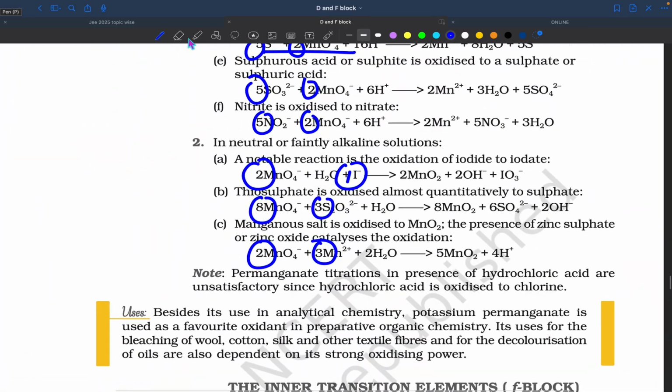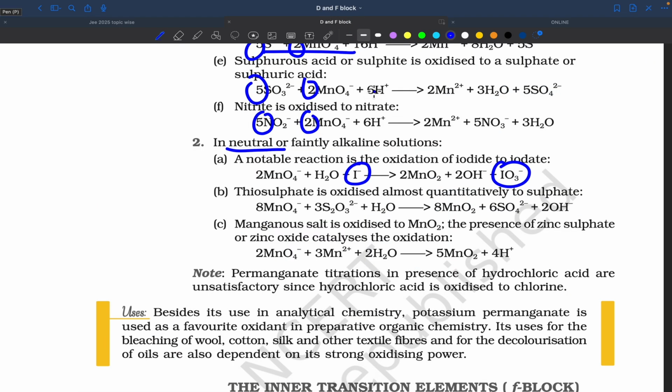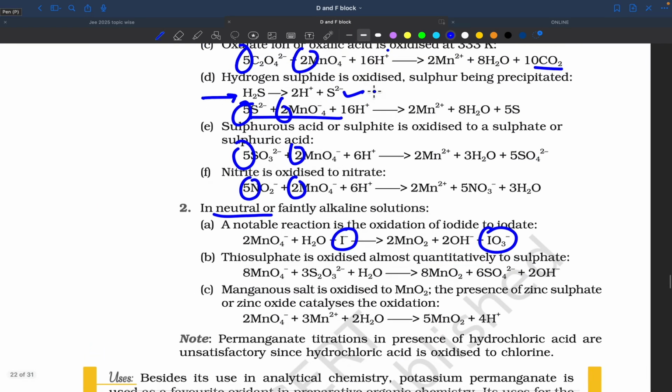ఇక్కడ చూడండి, I minus is converted to IO3 minus, but the medium is neutral medium. Acidic medium కాదు ఇక్కడ, right? So this is excluded. This reaction is there. H2S ది రియాక్షన్ ఉంది ఇక్కడ.